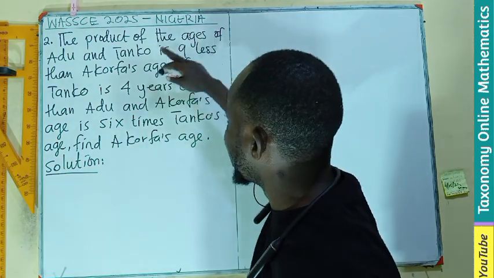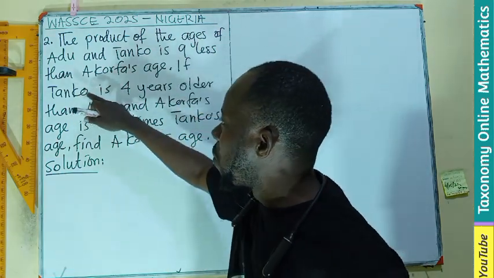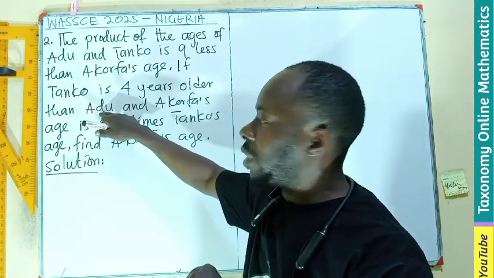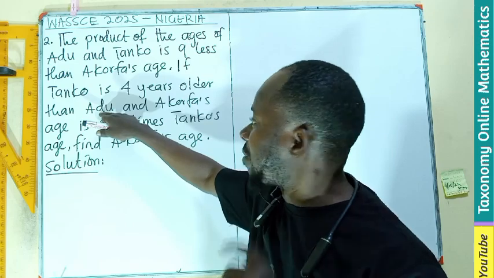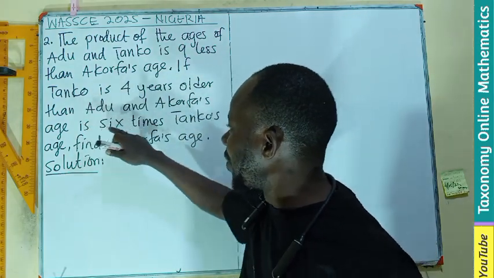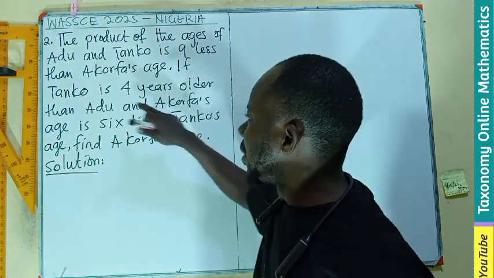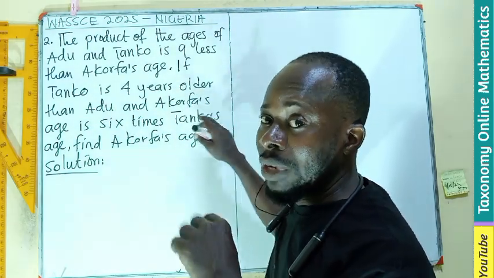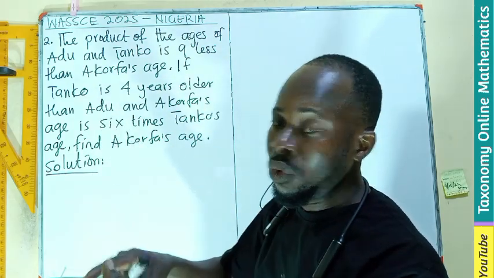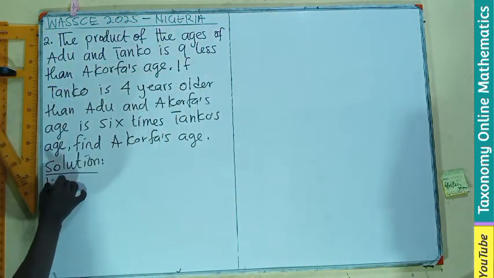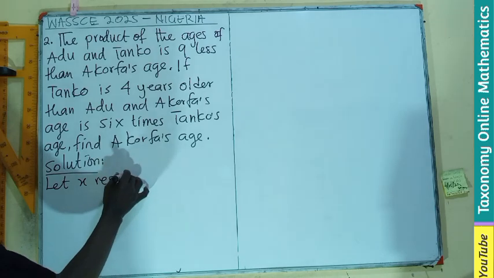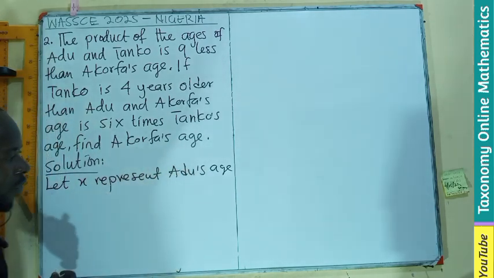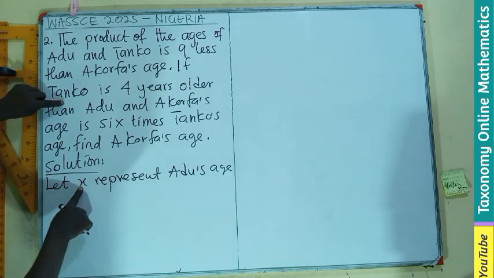Let's forget about the first part of the statement and come back to: if Tanko is 4 years older than Edu, meaning between Tanko and Edu, then Edu becomes the younger person, right? And Akofe's age is also 6 times that of what? Tanko. Meaning in this case, Akofe's age is also bigger than Tanko's. So the smallest among them here is going to be Edu. So first thing first, we let X represent Edu's age.